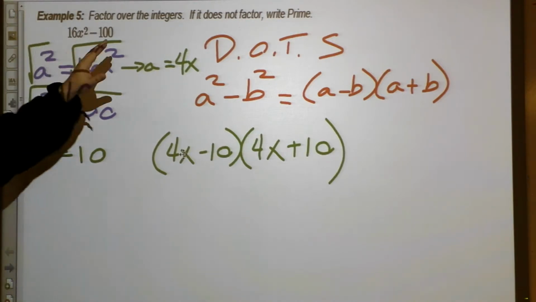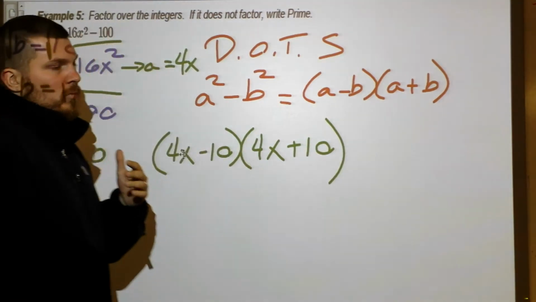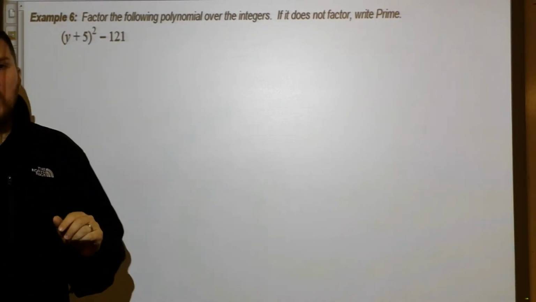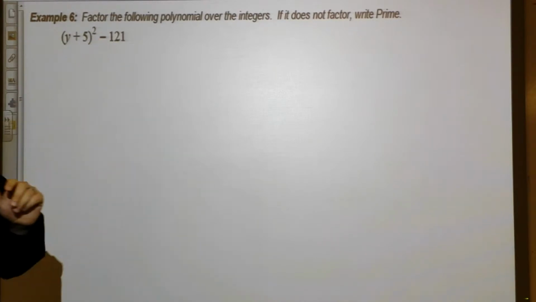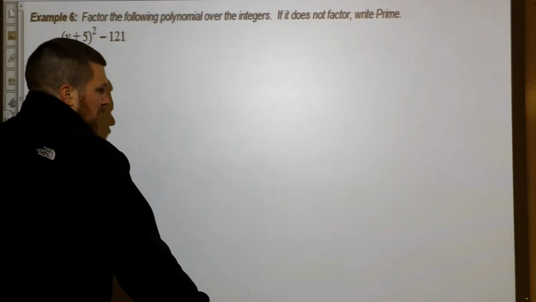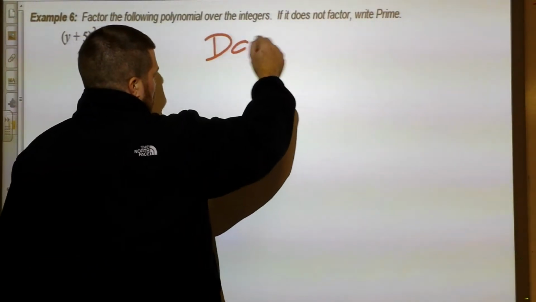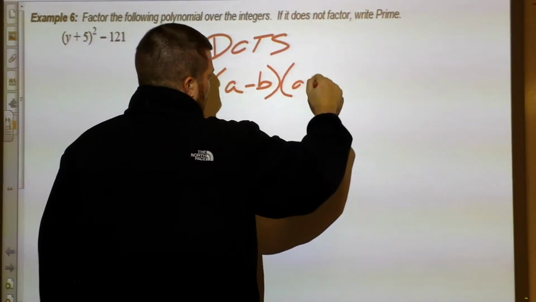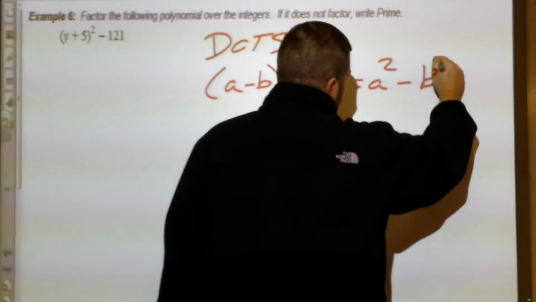So, we're going to use the exact same difference of two squares, this pattern right here, but we're going to apply it to a more challenging polynomial. Alright, so in this example I have (y plus 5) quantity squared minus 121. Okay, well I have two pieces and a minus in the middle. So the very first thing that pops in my mind and should pop in your mind is DOTS, difference of two squares. So a minus b, a plus b, and that's equal to my a squared minus b squared.